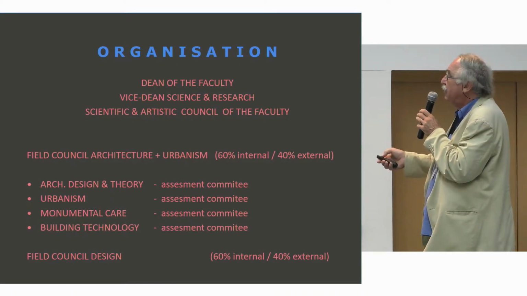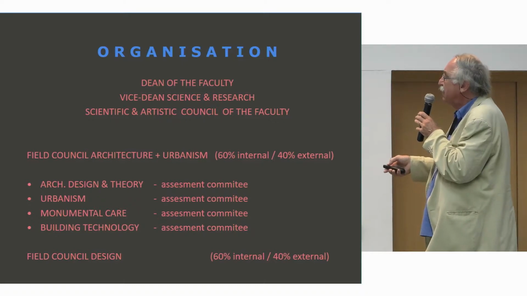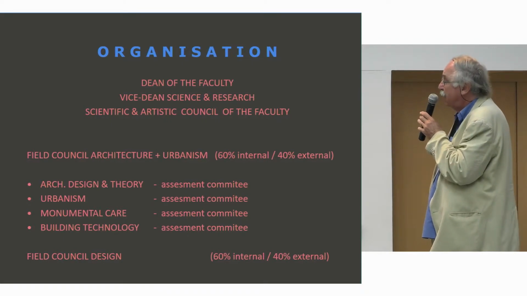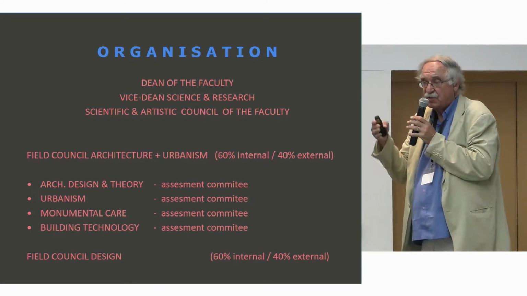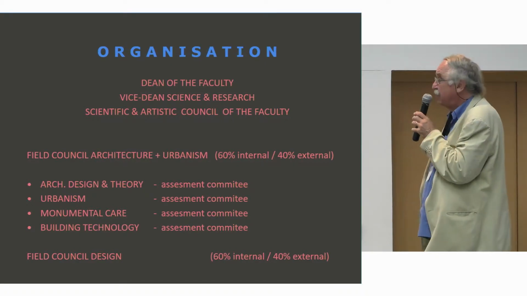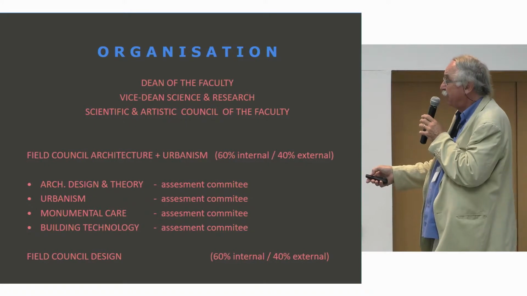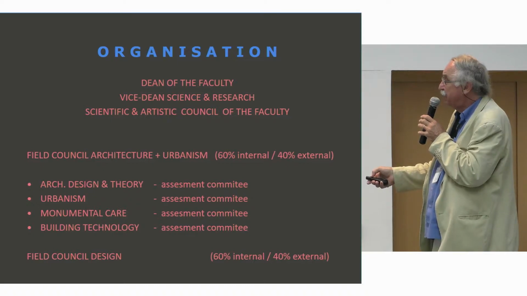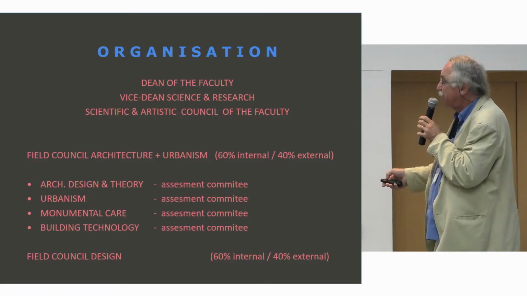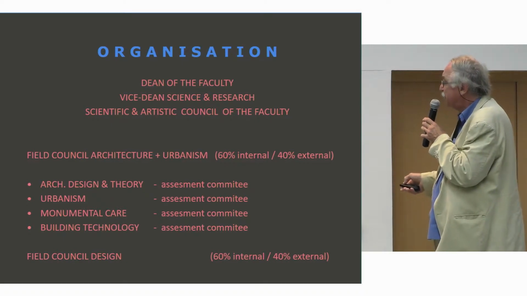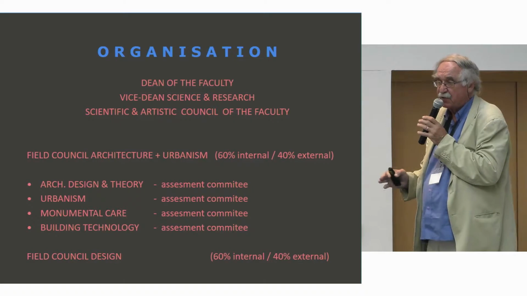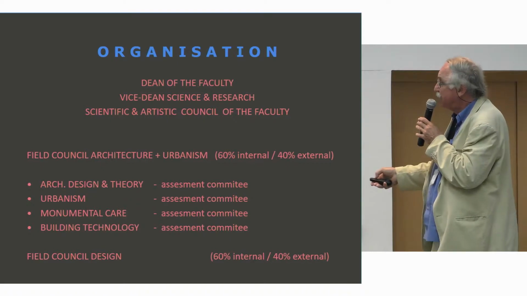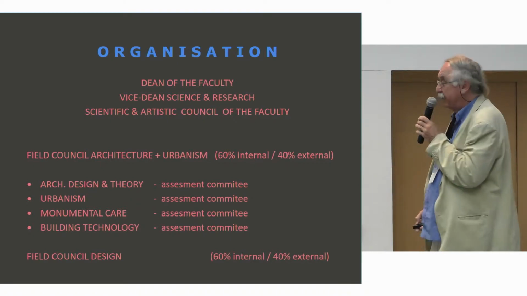The leadership of the faculty is the Dean and a Vice Dean for Science and Research, and we have a kind of scientific and artistic council of the faculty, which is responsible for all programs within the faculty. But especially for the doctoral study, there is a separate council for architecture and urbanism, which represents 60% internal people, 40% external, and it's the main council responsible for the quality of doctoral study.